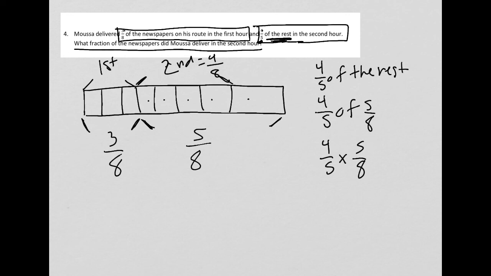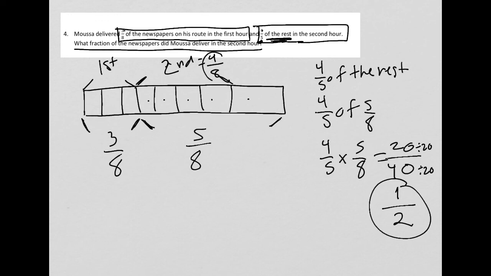But let's double check with our expression. So I'm doing 4/5 of 5/8. Well, I can multiply that straight across. 4 times 5 is 20. 5 times 8 is 40. And then I can simplify. I can actually divide it by 20, because 20 divided by 20 is 1, and 40 divided by 20 is 2. So we get 1/2, which also equals 4/8. So I was right in my model prediction. But what fraction of the newspapers? Musa delivered 1/2 of the newspapers in that second hour.